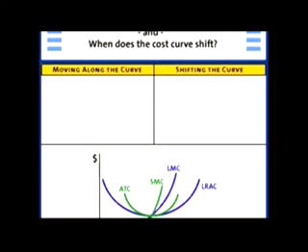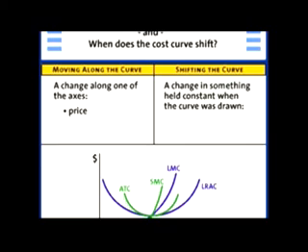First, anything that changes the price of the firm's product is going to cause a movement along the cost curves. Remember, you can never shift a curve by changing what's on one of its axes. You can only shift a curve by changing something that isn't in the picture. You can only shift a curve by changing something that you're holding constant when you draw the picture. So if the price of the firm's product changes, you will move along the curve. In the short run, the firm will move along the short run marginal cost curve. And in the long run, the firm will move along the long run marginal cost curve as the firm expands its output.